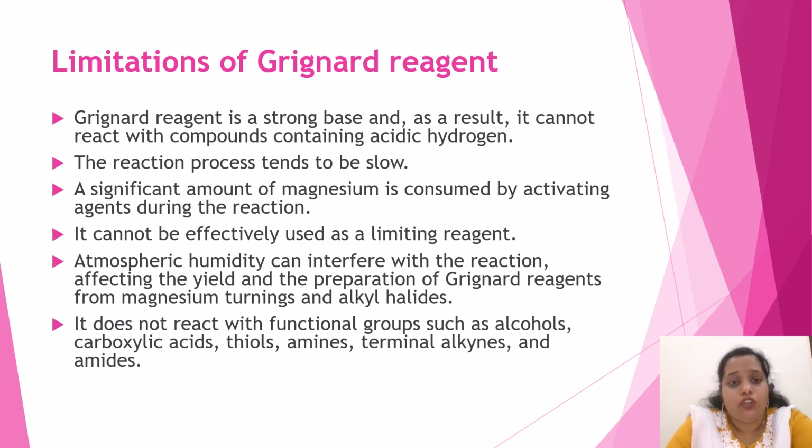So, the limitations of the Grignard reagent: it is a strong base and cannot react with compounds containing acidic hydrogen. The reaction also tends to be very slow. A significant amount of magnesium is consumed by the activating agent during the reaction, so it cannot be used as a limiting reagent. Atmospheric humidity can interfere with the reactions, affecting the yield in the preparation of the Grignard reagent from magnesium turnings and alkyl halides. So it does not react with functional groups such as alcohols, carboxylic acids, amines, or alkynes. Thank you.